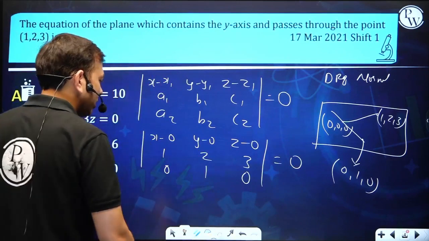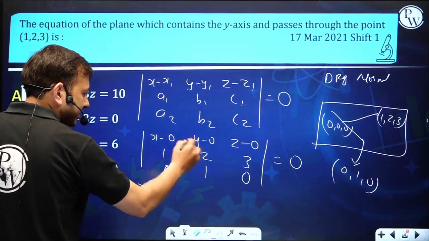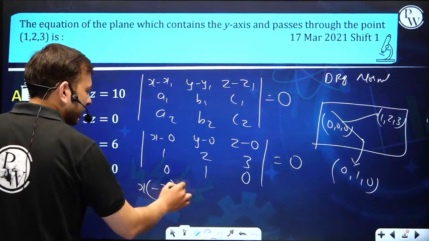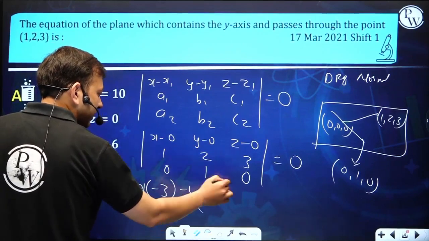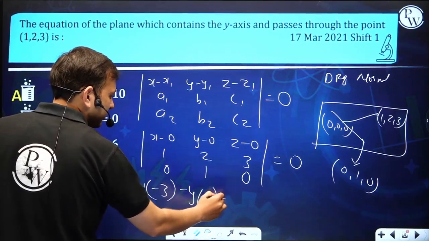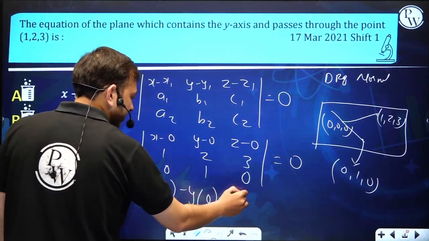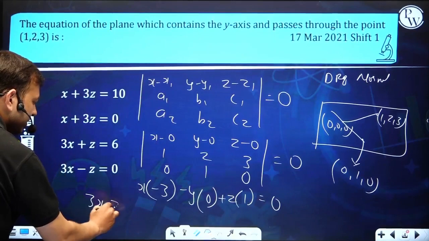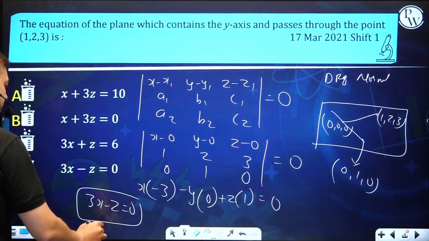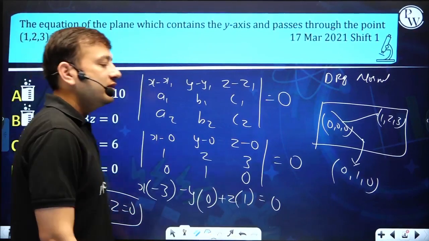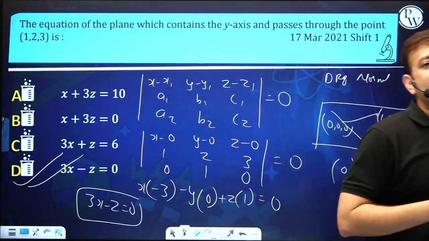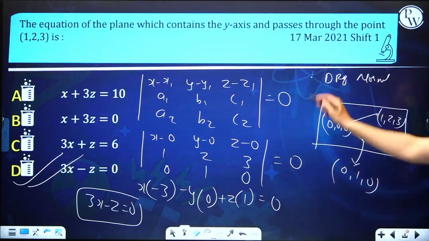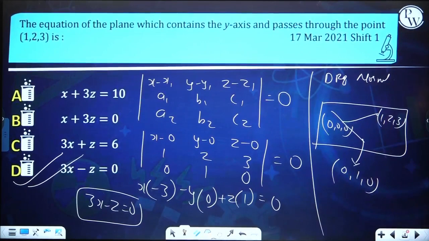Now, just solve this. x times (0 minus 3), then minus y times (0, 0, 0), then z times 1, equals 0. So, taking common, 3x minus z equals 0. Option D, like this. So try to make one diagram and see what all information is given. After that, trust me, the question will become simple.